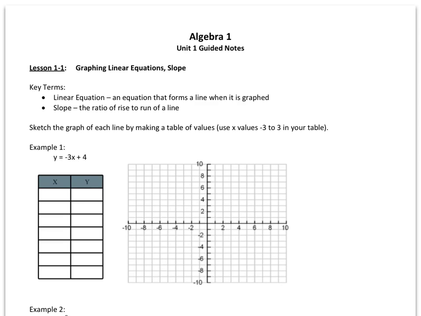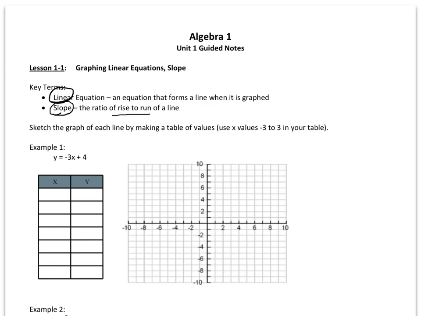Lesson 1.1, Graphing Linear Equations and Slope. Linear equation refers to an equation that forms a straight line. So linear means straight. Slope is a part of an equation that describes rise over run. And we'll talk about that shortly.